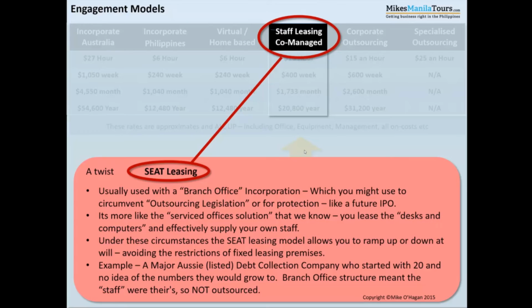Look, it works in special circumstances, and I've actually been involved with a large debt collecting company in Australia that had obligations that it couldn't outsource. It's got a huge team up here running a branch office, looking everybody in the eye and saying, well, all our people. It doesn't say anything about which country, and it's pretty well the way it is.